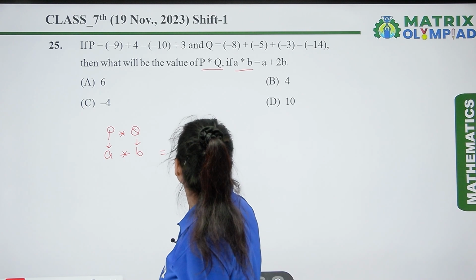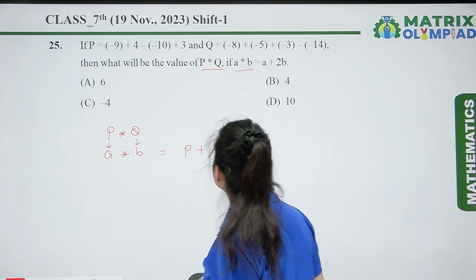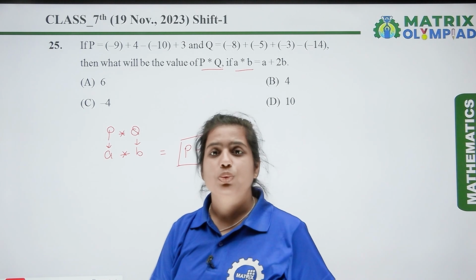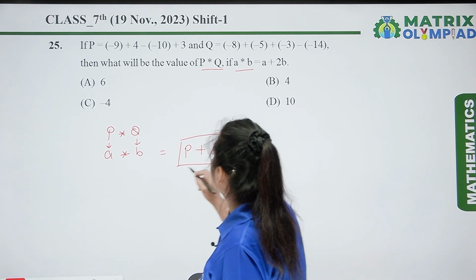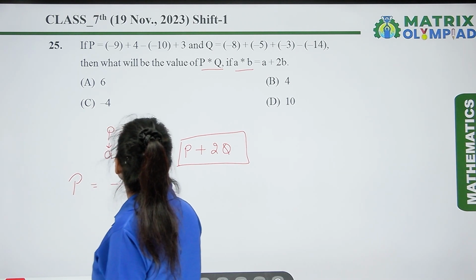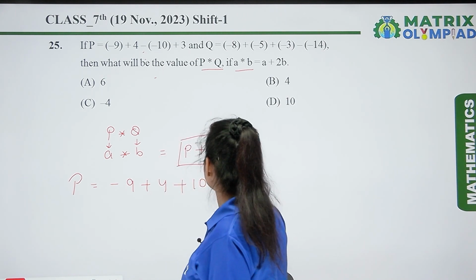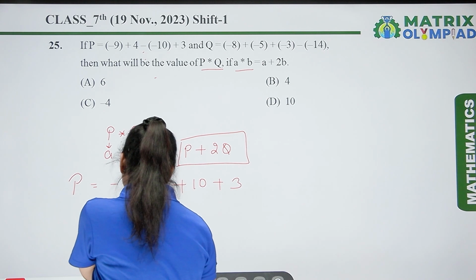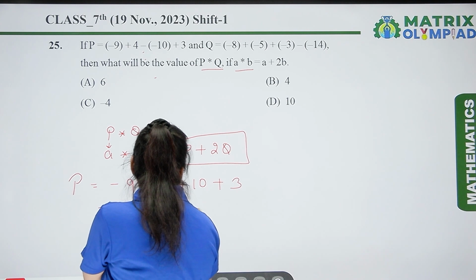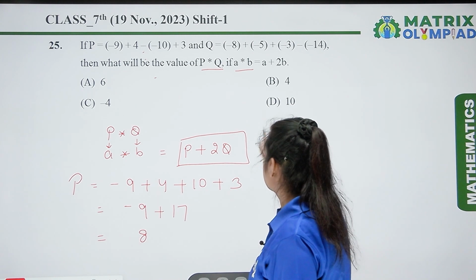So in place of this, we can write P plus 2Q. Here we have to find the value of P plus 2Q. Let's find the value of P first. Minus 9 plus 4, minus is plus 10, plus 3. So here the value of P is 17. Here we get positive 8.